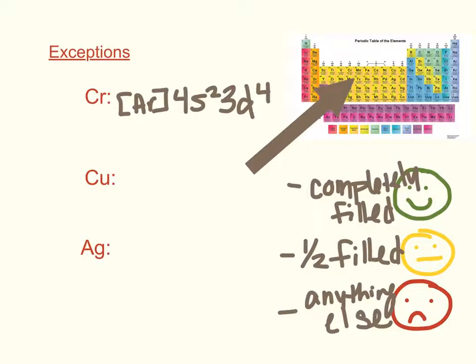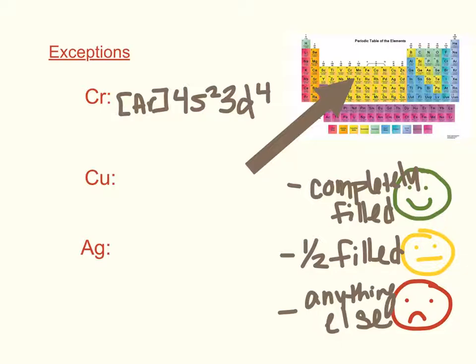All right, if we take a look at chromium again, it's Ar 4s2 3d4. So this d4 right here, at the moment, isn't anything else. A d suborbital is half filled at 5 and completely filled at 10. Now I can tell you right now we're not getting to 10. It's not a possibility. Not going to happen.